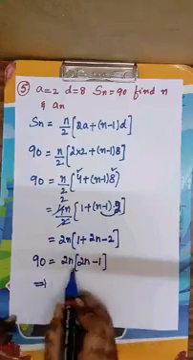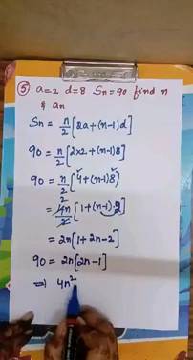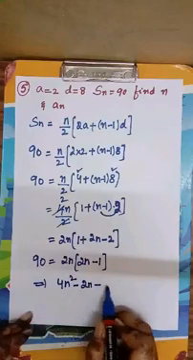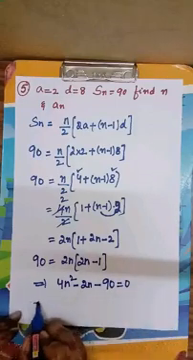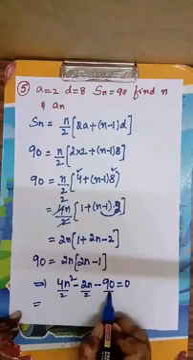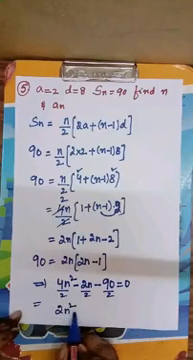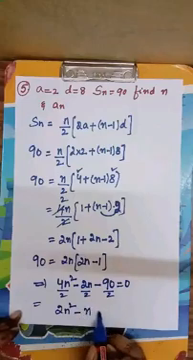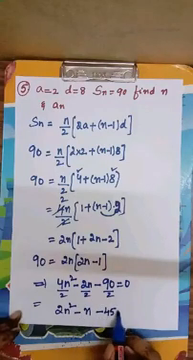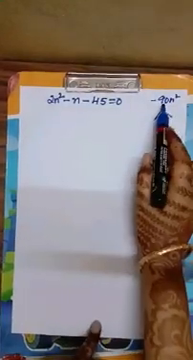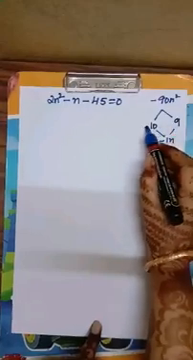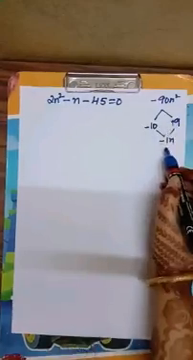Quadratic equation, frame it up. 2 2s are 4n square minus 2n minus 90 is equal to 0. Divide throughout by 2 so that it will be easy. So that is 2n square minus n minus 45 is equal to 0. Now we have to find the factors of this quadratic. 90. 10 9s are 90 and minus 10 plus 9 is minus 1.